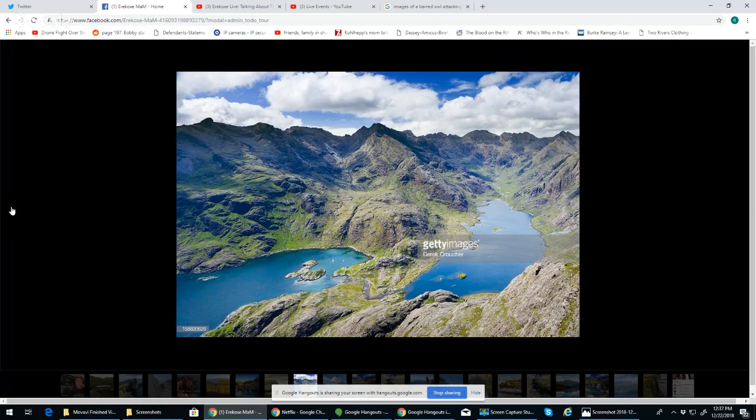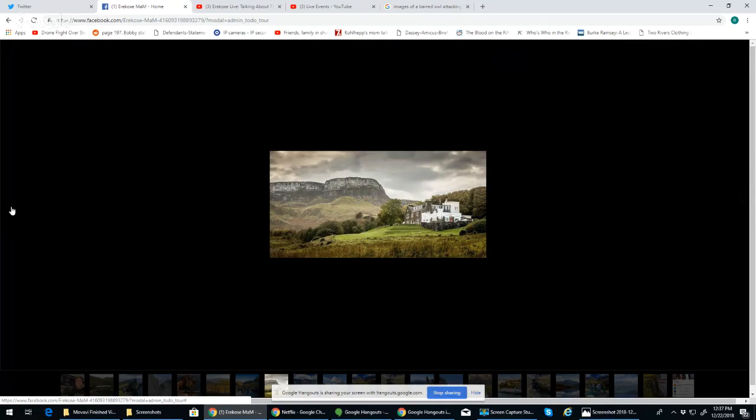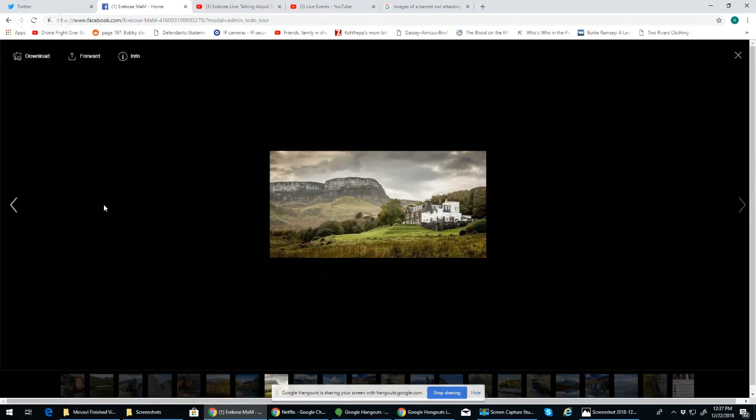Now, what's that one again? I think that's part of looking down in Skye. That is the Flodigarry Hotel. That's somewhere that we will go and have a couple of beers. It's a secluded hotel.